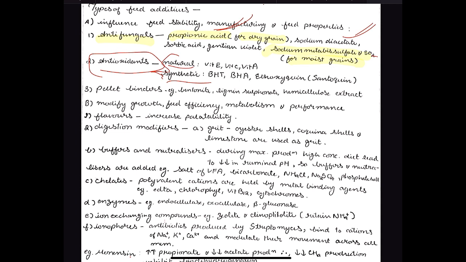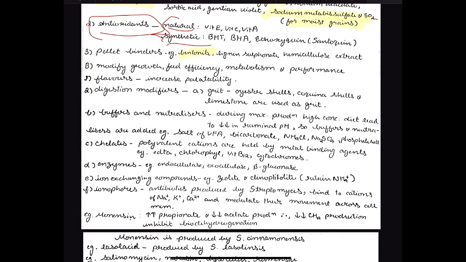Then pellet binders, they basically help to maintain the structure of the pellet. Okay, an important example is bentonite. Then the factors which modify the growth, feed efficiency, metabolism and performance of the animal. So first we had the additives which affect the feed. Now we have the additives which affect the digestion and metabolism. So first we have flavors. They basically increase the palatability.